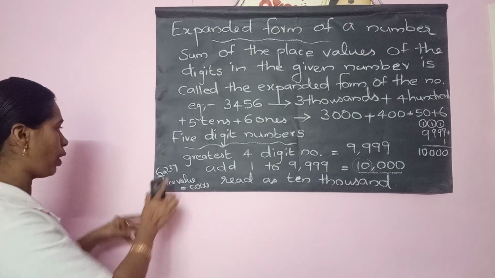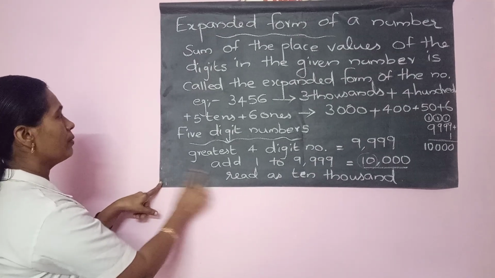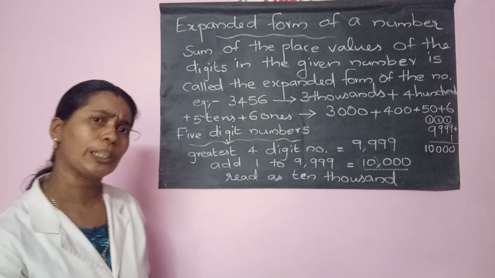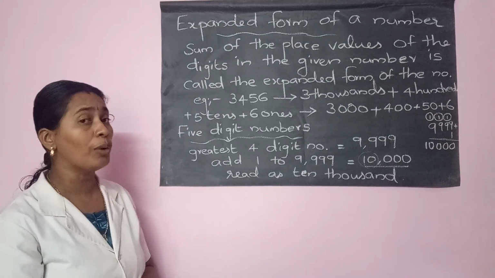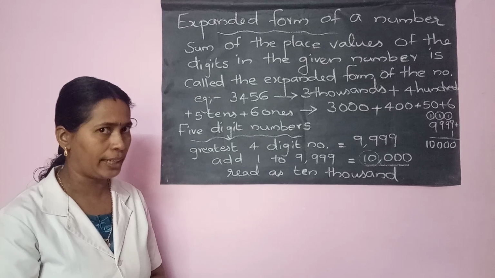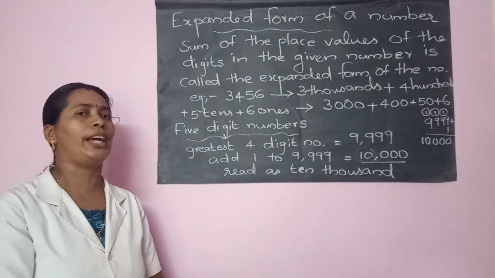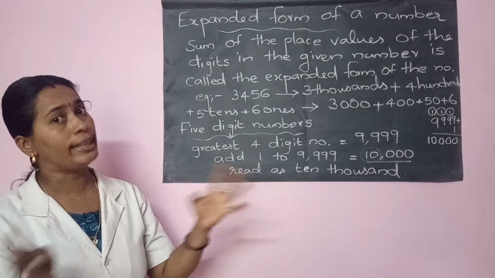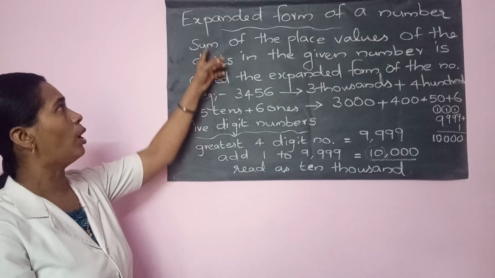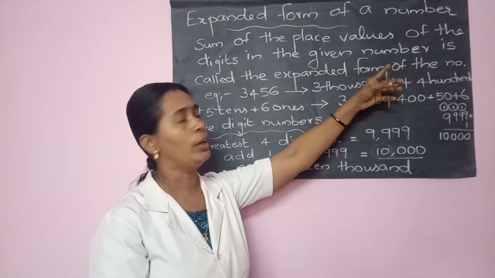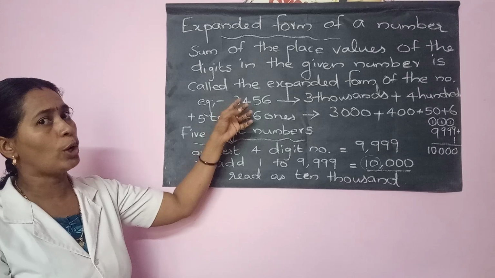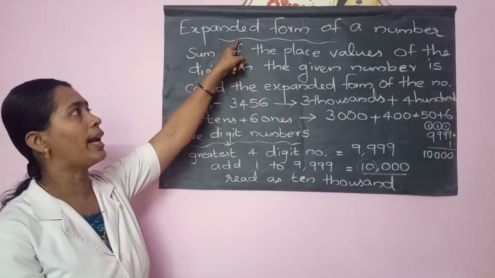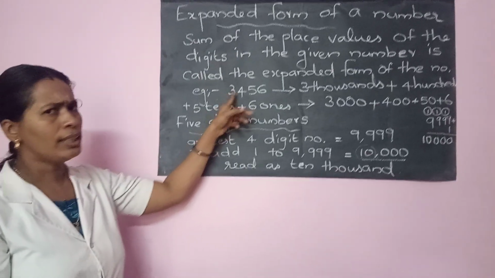Let us move to the other topic, that is expanded form of a number. What is meant by expanded form? You studied how to find place values, isn't it? Sum of place values of the digits in the number is called expanded form. You have to get the place value of each digit, then add. That will give you what? Expanded form.